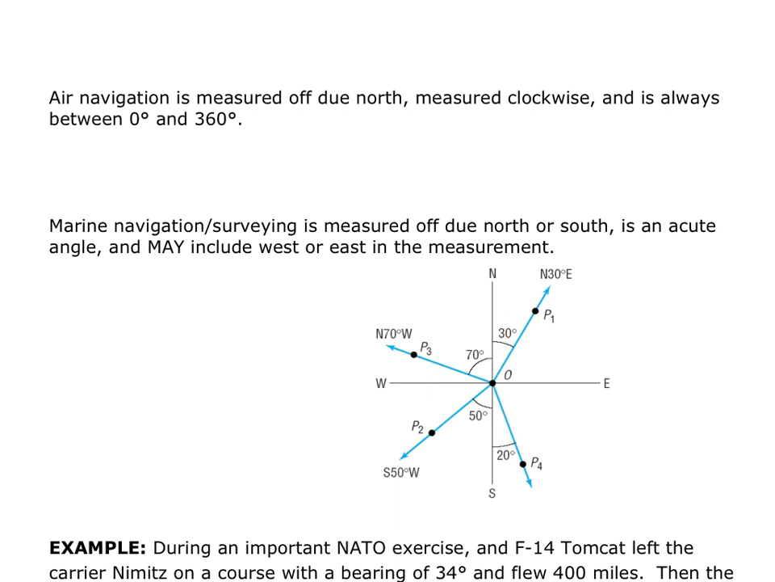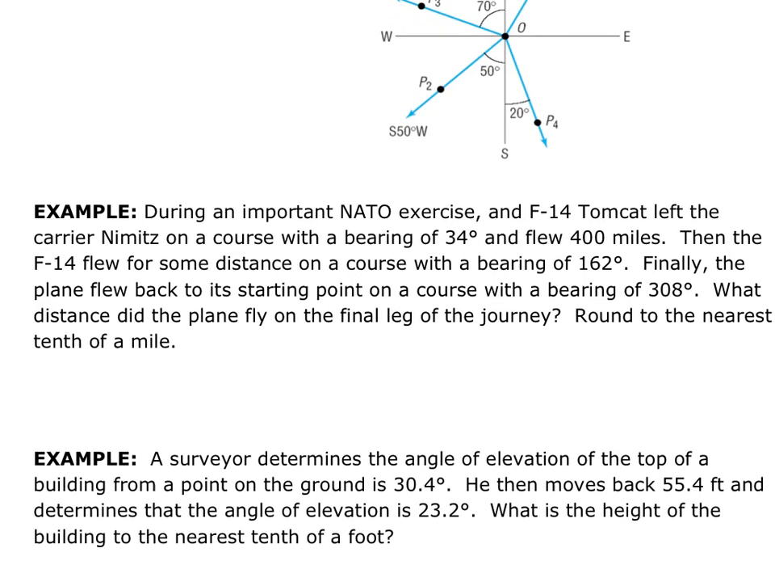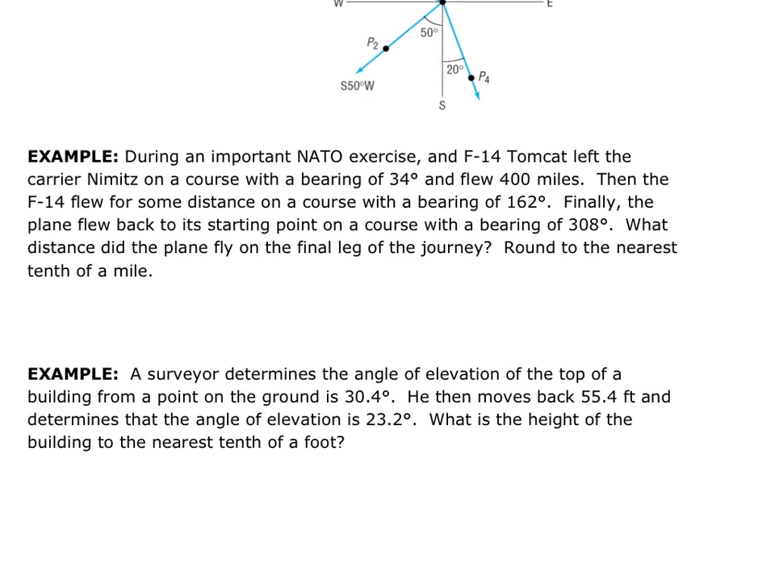So let's take a look at our first example here. We have an F-14 Tomcat. The navigation we're going to be doing is air navigation, even though we're leaving the carrier Nimitz, because we're talking about how the airplane is moving, not how the aircraft carrier Nimitz is moving. So when we're asked to solve for this, the first thing you want to think about is where are we? We are doing air navigation, so all of these values are going to be off of the due north, clockwise.